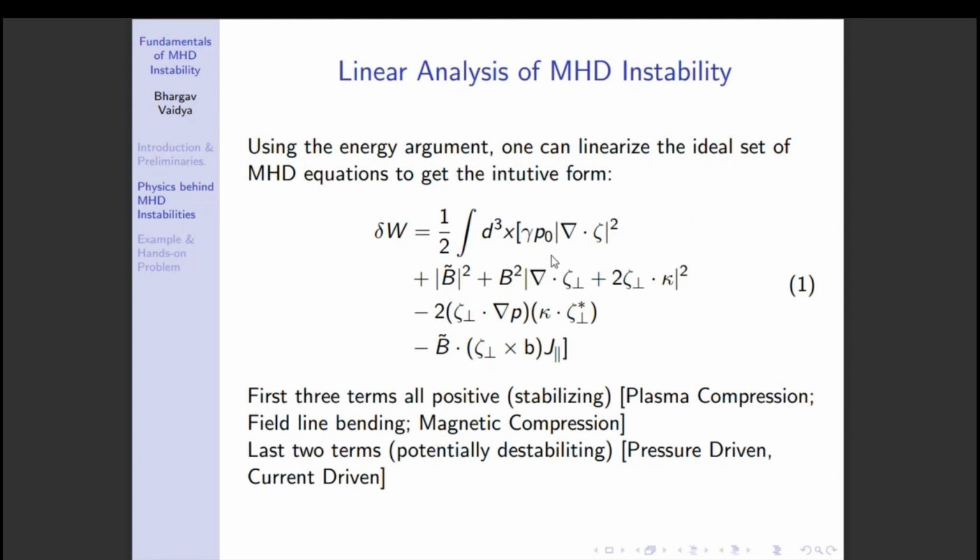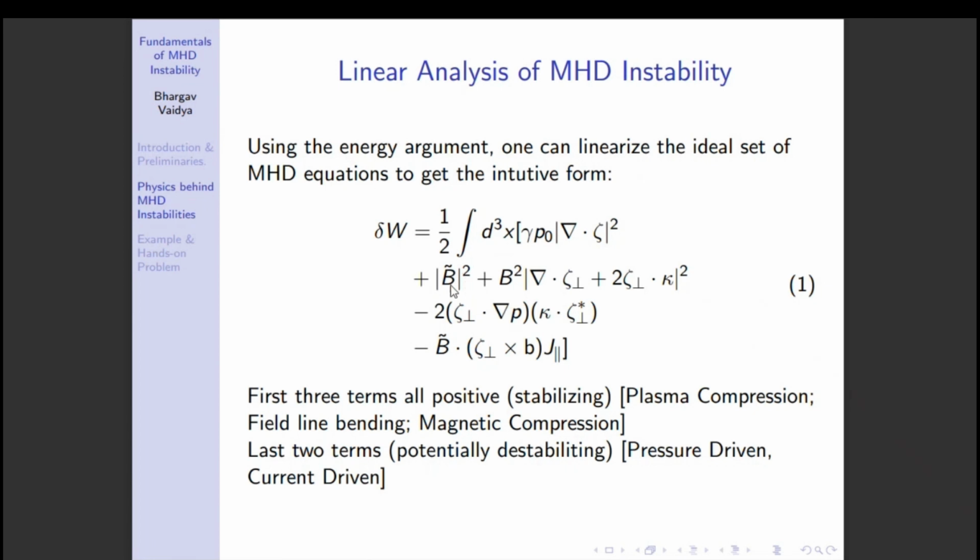There are 1, 2, 3, 4, 5 terms here. 3 terms are positive and 2 terms are negative. The first 3 terms are essentially the plasma compression. So this is the pressure. This zeta is basically the displacement that you have created in the plasma.